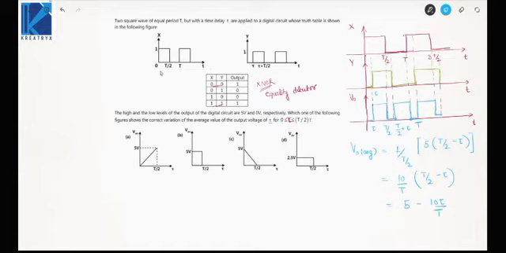Okay. So it is a straight line whose slope is minus 10 by T and intercept is 5. That is, the answer would be C. Okay. It will be a decreasing curve. As you keep on increasing the value of tau, the average output voltage will go on decreasing.